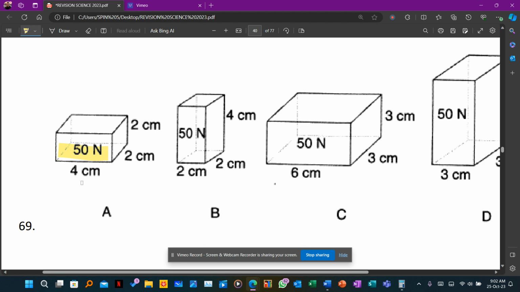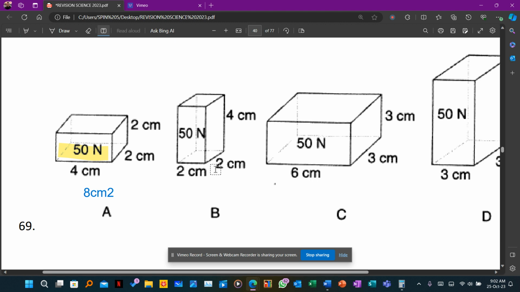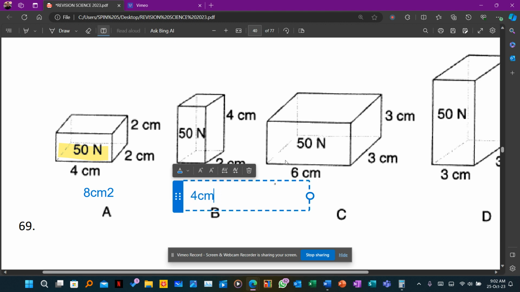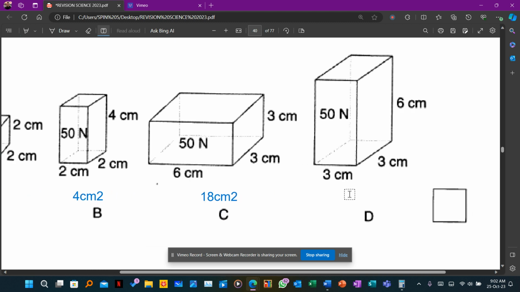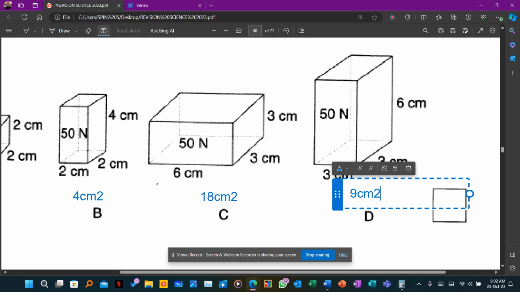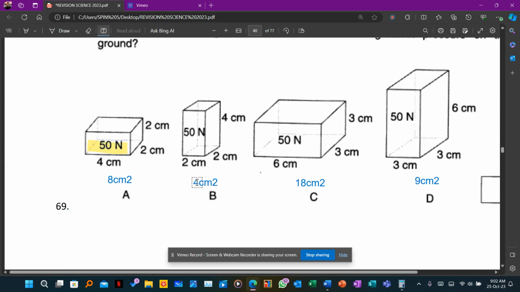So in this case, 2 times 4, which is 8. Just write it down, 8 centimeter square. And then 2 times 2 is 4 centimeter square. 6 times 3, 3 times 6 is 18 centimeter square. And the last one, 3 times 3 is 9 centimeters square. So by looking at all of this, you can see that the lowest surface area is 4.